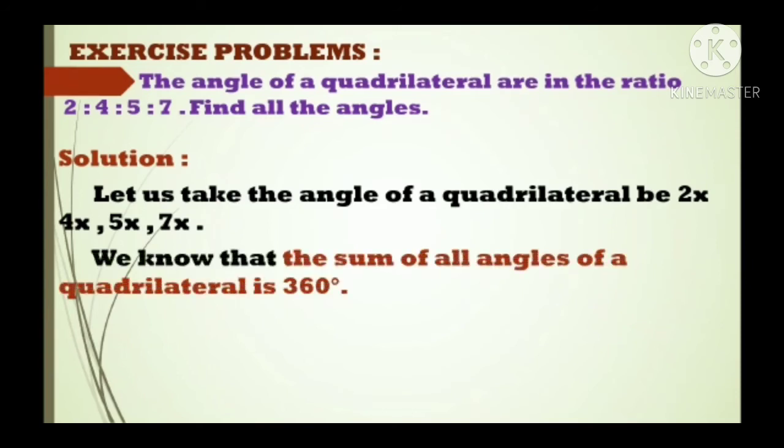So we know that. What is the sum of all angles of the quadrilateral? Yes, the sum of all angles of the quadrilateral is 360 degrees. Is that true or not? Yes, it is true. So here these are the values of the angles of the quadrilateral, isn't it? What are they? That is 2x, 4x, 5x, 7x.